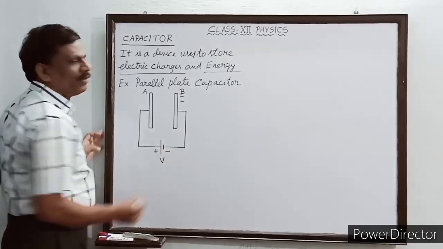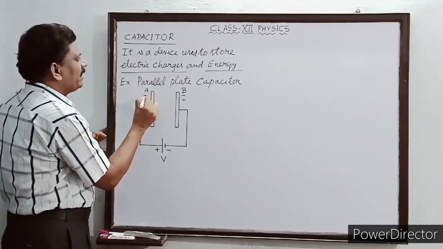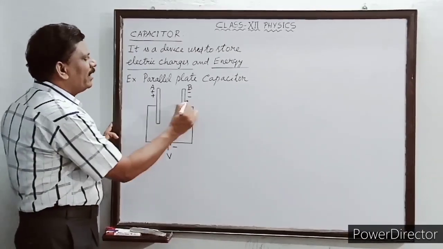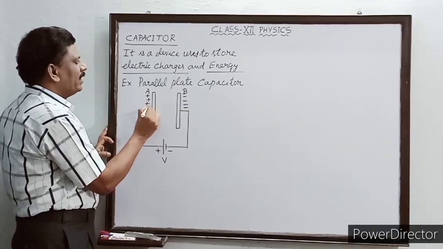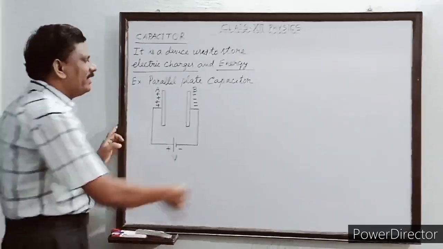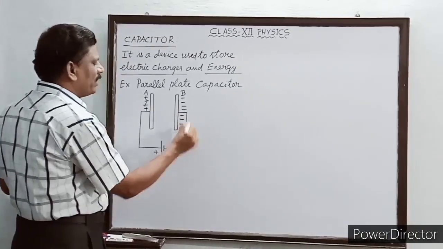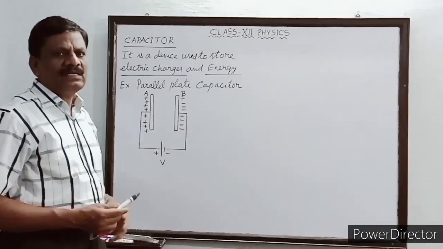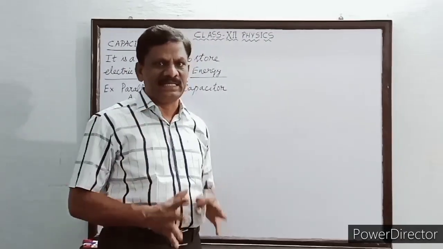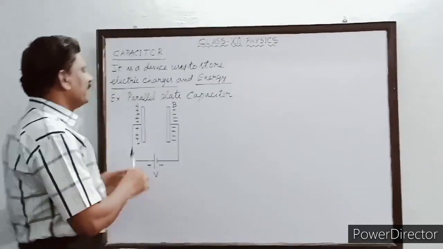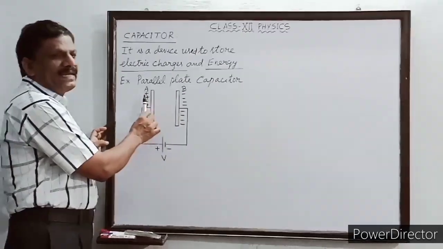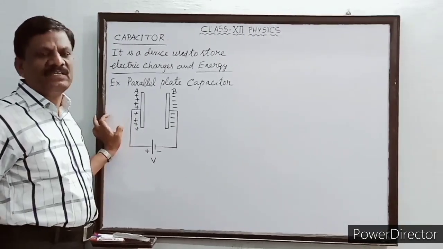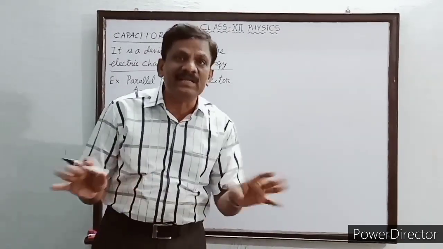Slowly, first a few electrons will be sent. As a result, a few positive charges will be produced on A. After some more time, some more electrons are driven, and a little more positive charge is developed. Like that, more and more positive charges will be developed on A and negative charges on B. This will continue until the potential difference across the two plates A and B is equal to the potential difference across the terminals of the battery, after which further migration of charges will not take place.